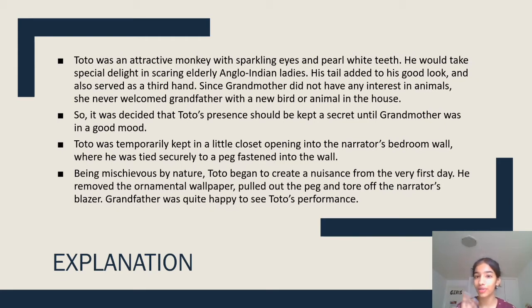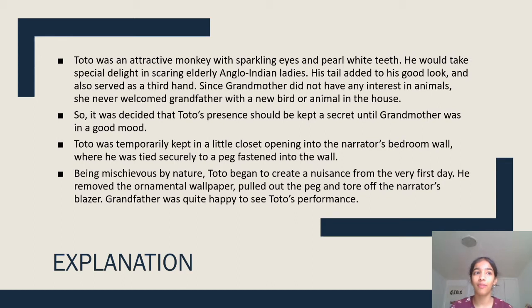You should mention obviously his physical appearance, and also stuff like how the grandfather thought that a tail added to the good looks of any animal. That's a very important line. And also about Toto's tail, that is very important. And also how Toto was kept. So this line where I did say that he was kept in a closet that opened into the narrator's bedroom, that's also important. Keep that in mind.